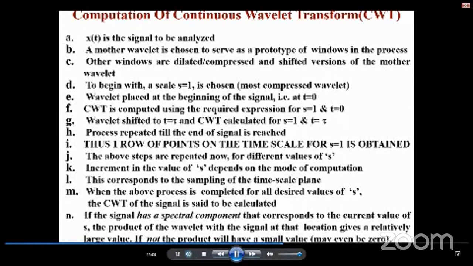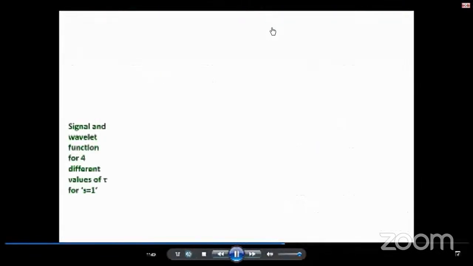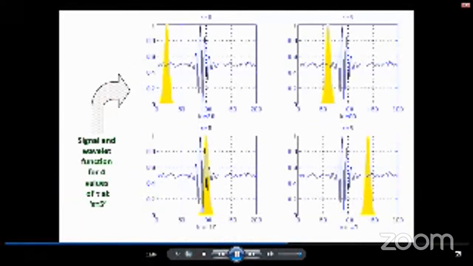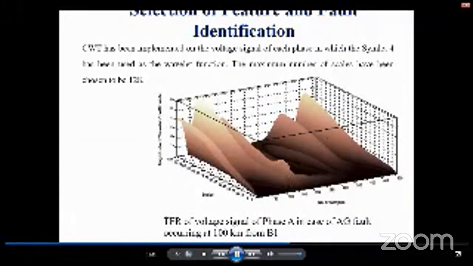So these are the steps of the computation of continuous wavelet transform. It has been programmed using the MATLAB toolbox. These are some of the examples of how the wavelet functions occur, to analyze a non-stationary signal, and how the window is shifted for different values. So let us come back to the work that we have done here.